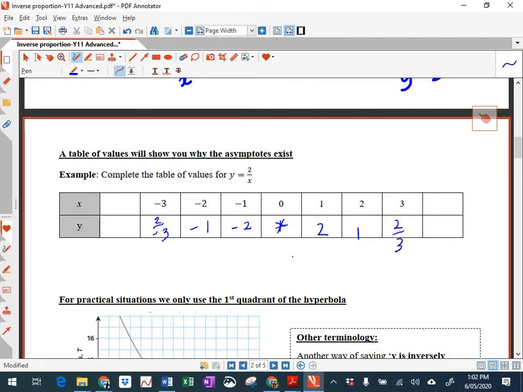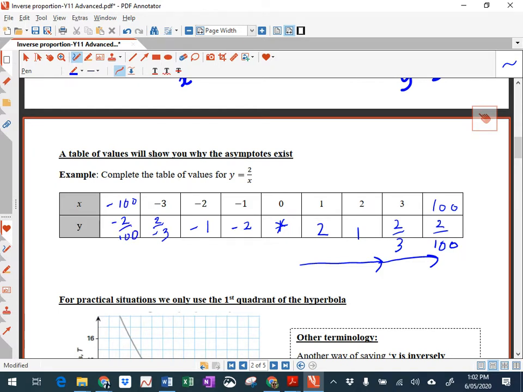The y values here are getting closer to 0, aren't they? But they're never going to get to 0. I can put 100 in here if I want to, or 1,000,000. If I put 100 in there, I'm just going to get 2 over 100, which is still not equal to 0. So you can see that the y values will just get closer and closer to 0, but never get there. Same over here. If I put in minus 100 over here, I'm going to get minus 2 over 100.